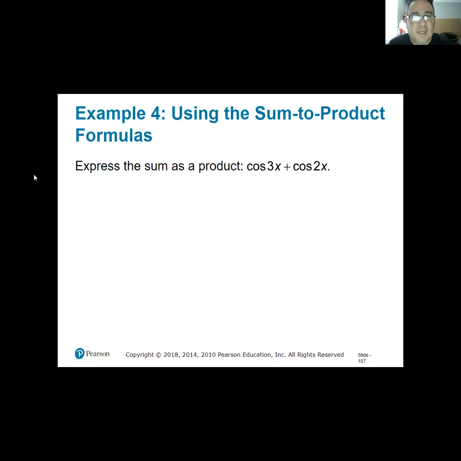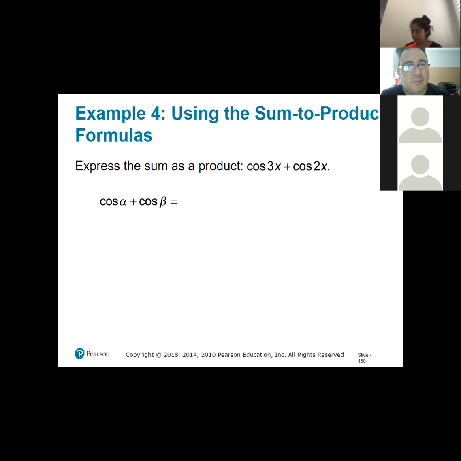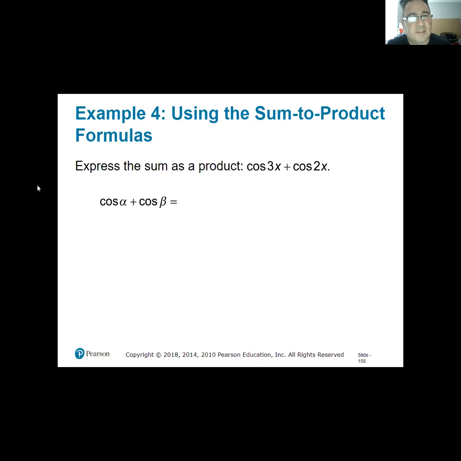Last one. Express the sum as a product: cosine of 3x plus cosine of 2x. So this is cosine of alpha plus cosine of beta. So what is the formula? Let's pick on Martin. Did you write down the yellow one, Martin, or take a picture? The formula is 2 cosine A plus B over 2, cosine A minus B over 2. Good job. So that's the formula.